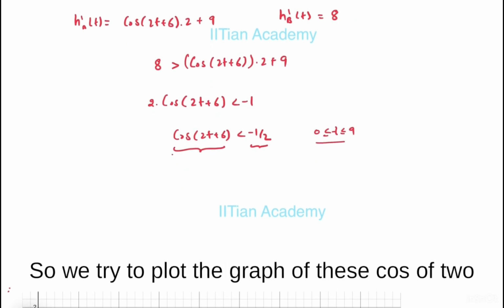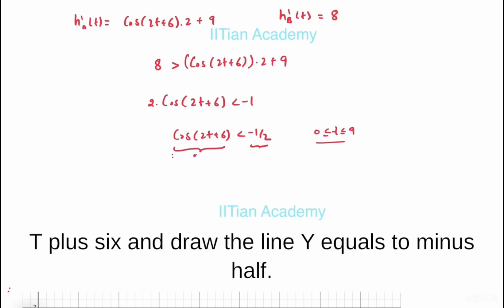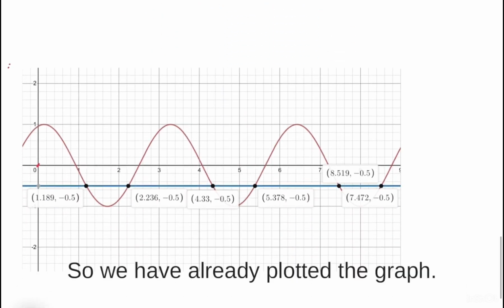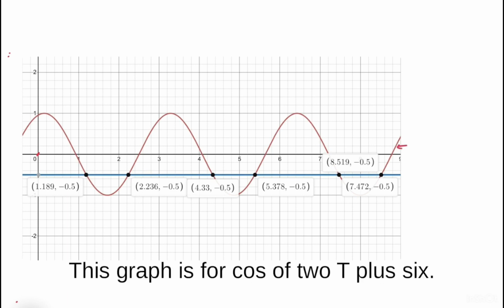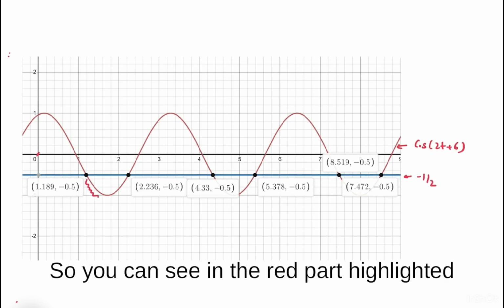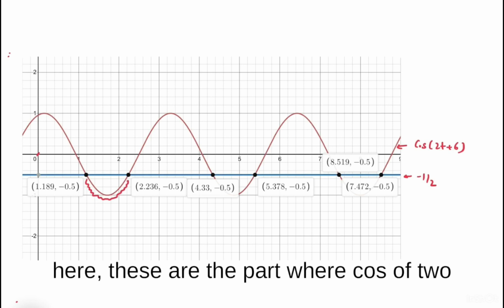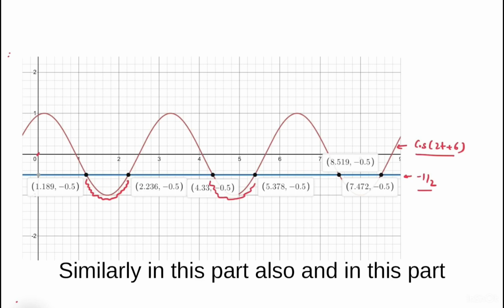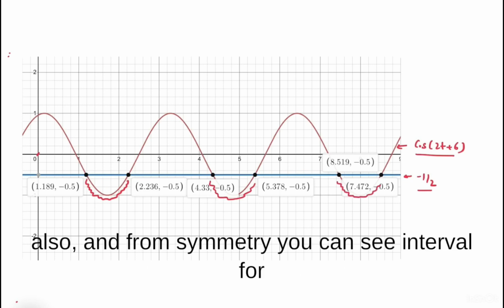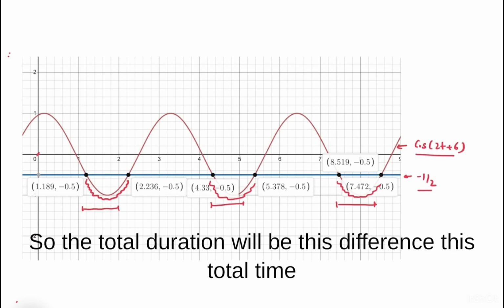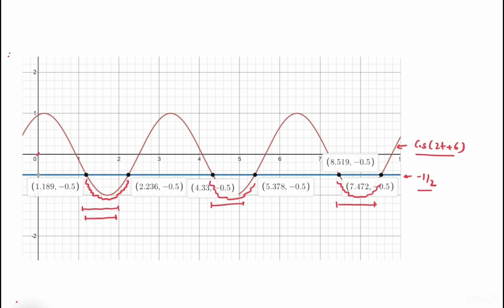So we try to plot the graph of cos(2t plus 6) and draw the line y equals minus half and see when this graph is below this line. So we have already plotted the graph. This graph is for cos(2t plus 6) and this is your minus half line. So you can see in the red part highlighted here, these are the parts where cos(2t plus 6) is less than minus half. Similarly in this part also and in this part also, and from symmetry you can see the interval for all these three parts will be similar. So the total duration will be this difference, this total time into 3.